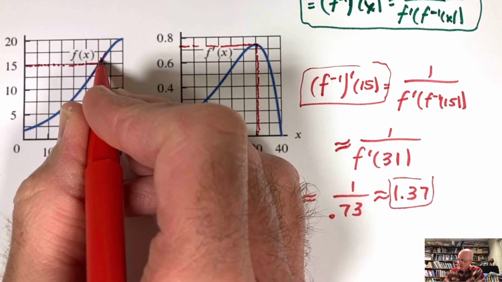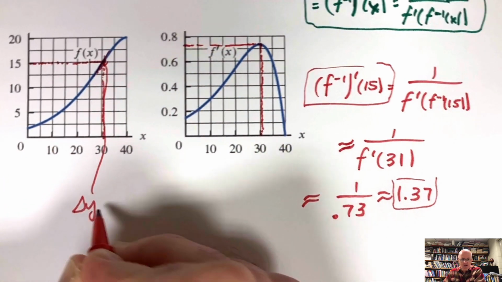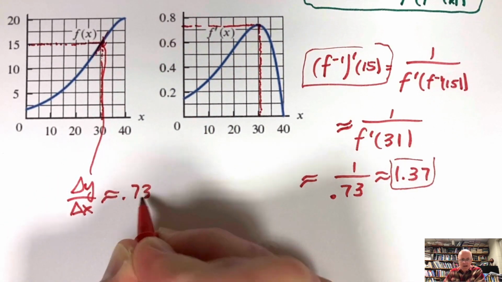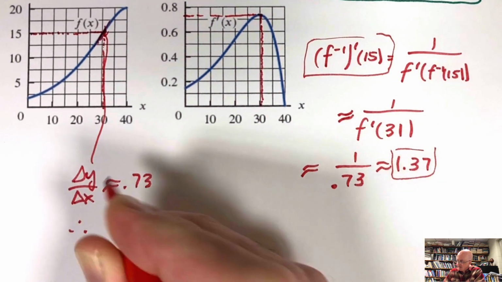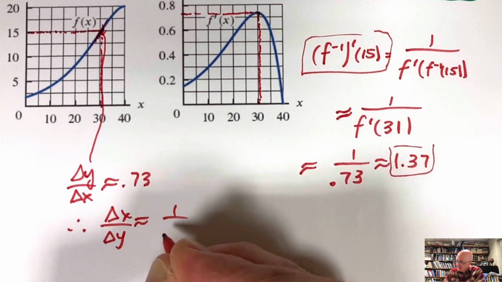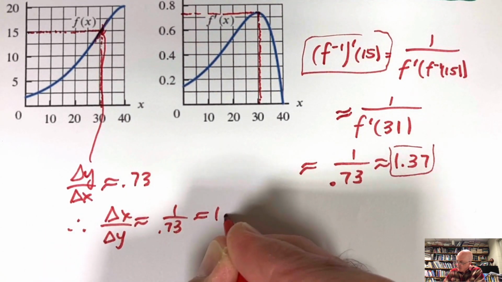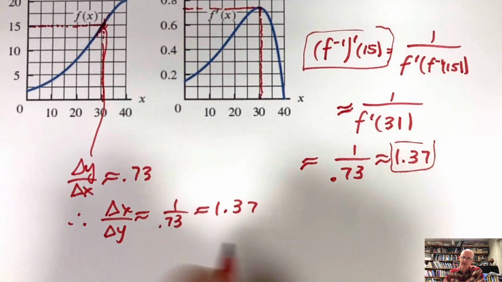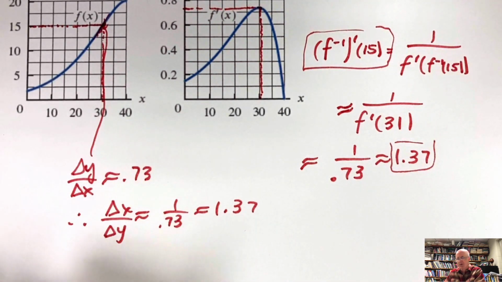Right here, you could say delta y over delta x is approximately 0.73, and therefore, delta x over delta y is approximately 1 divided by 0.73, which is approximately 1.37. So it's kind of like a slope, or it's more like a reciprocal slope, or maybe a sideways slope, if you looked at this picture with your head sideways, maybe backwards looking through a mirror or something. Then you'd see that kind of slope. But again, the scales are different, so it's still a little confusing.